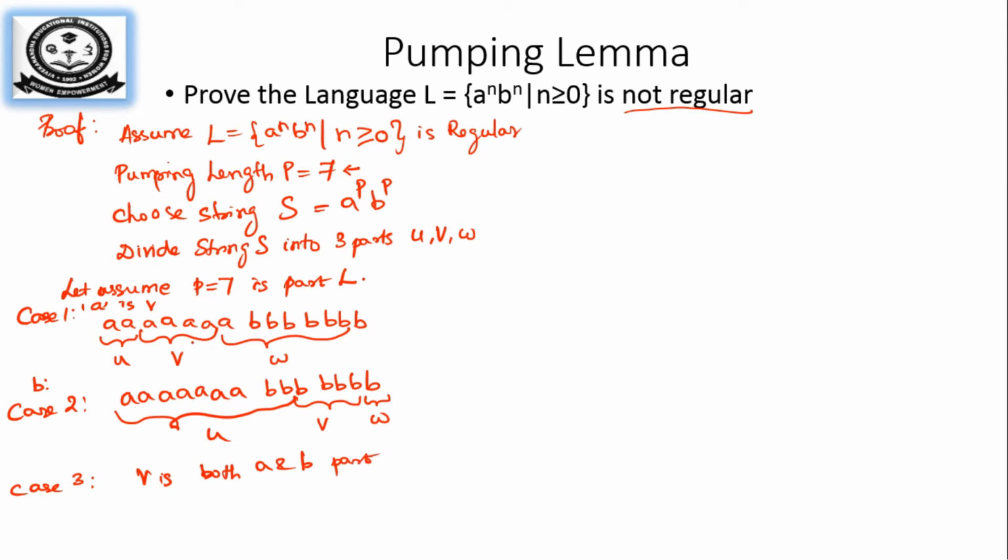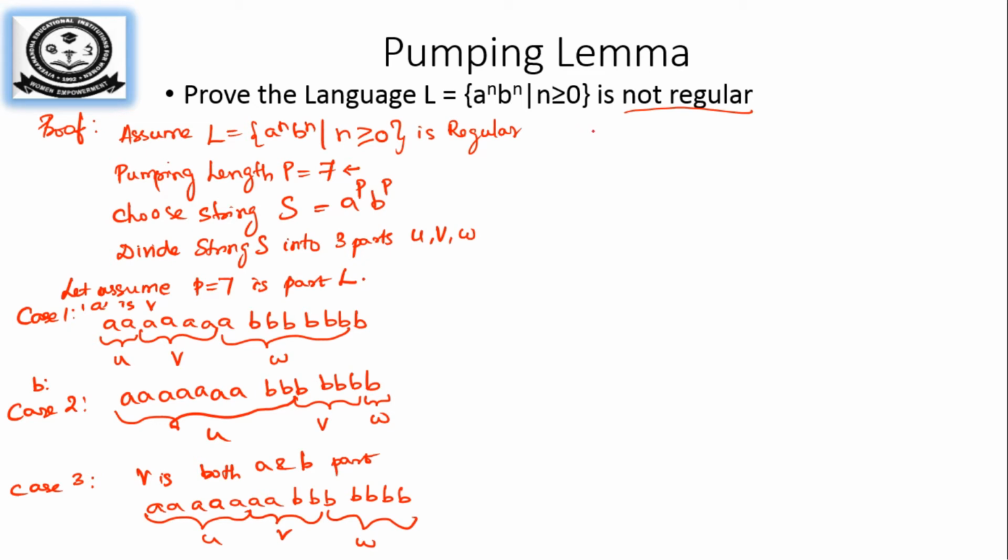So what I'm doing is, in the first case V contains only A, in the second case V contains only B, and in the third case V contains both A and B. So we'll write A, B. Here let me take 2 A's and 2 B's together as my V, the remaining A's are U and the remaining B's are W. Okay, so now we are going to do the proof. Now I have case 1, case 2, case 3.